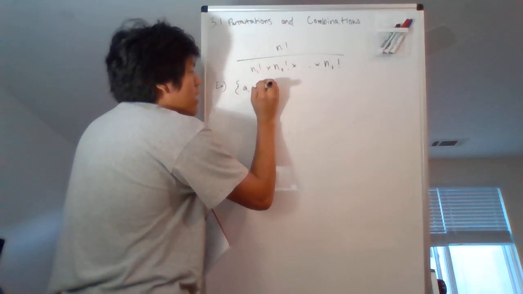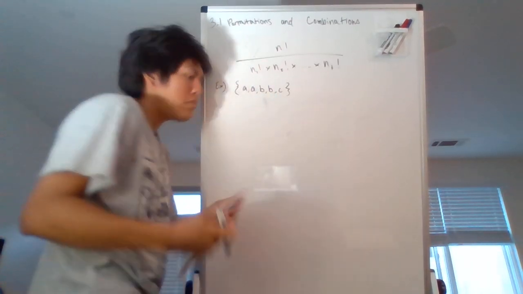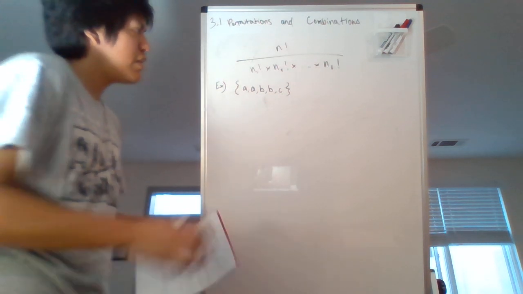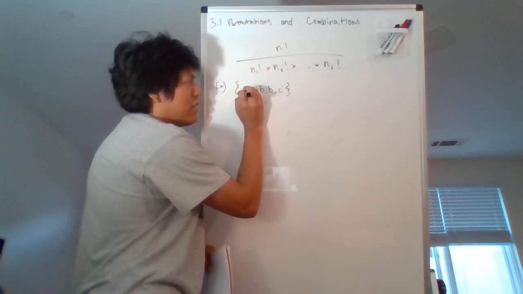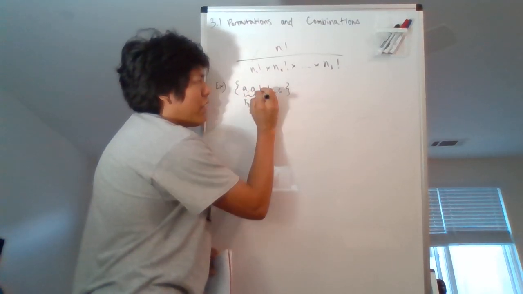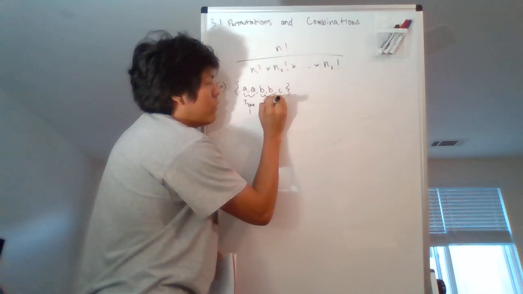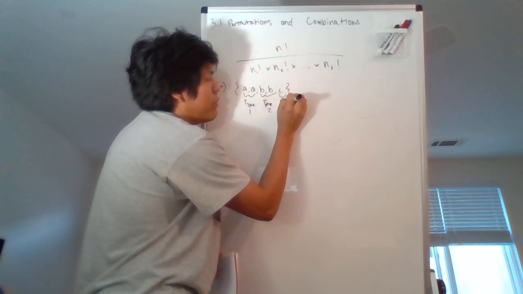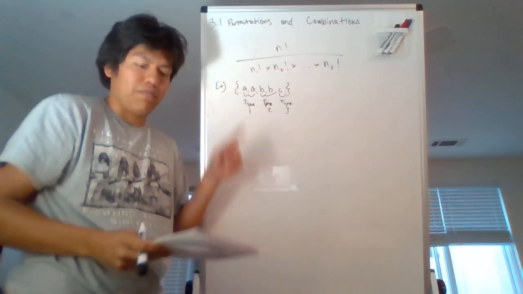A, B, B, and C. Okay? So we have 2 A's here. So we'll call the A's type 1. We have 2 B's here, so we'll call these type 2. And we have a C, and that'll just be our type 3 because it's different, right? So we have 3 types of elements.